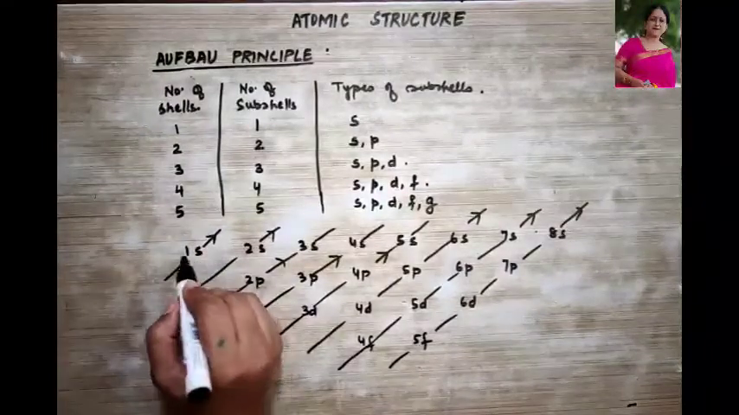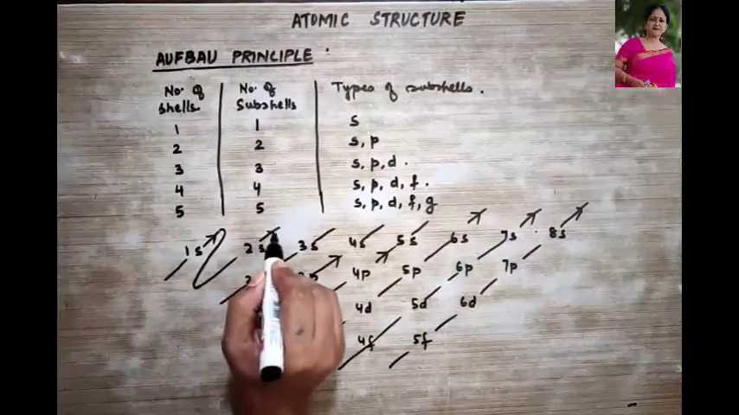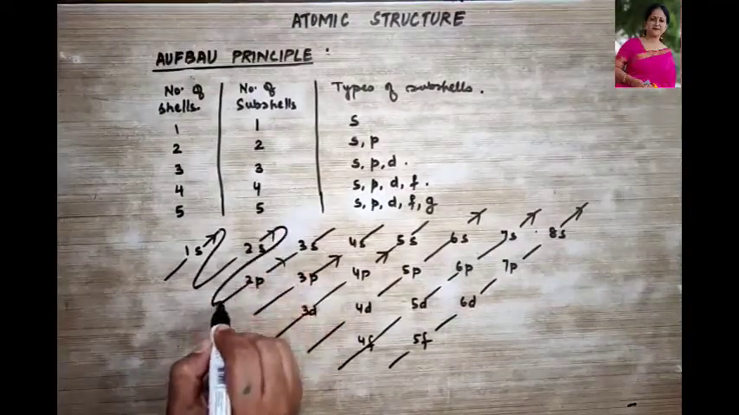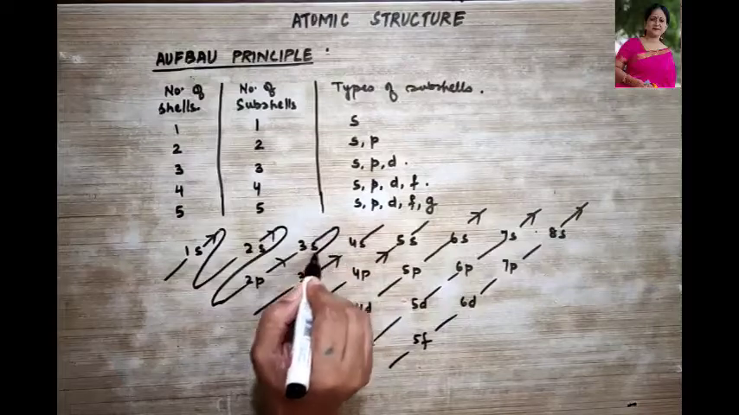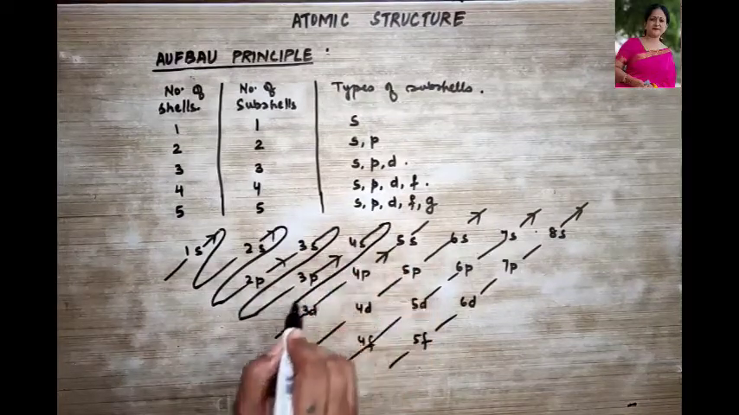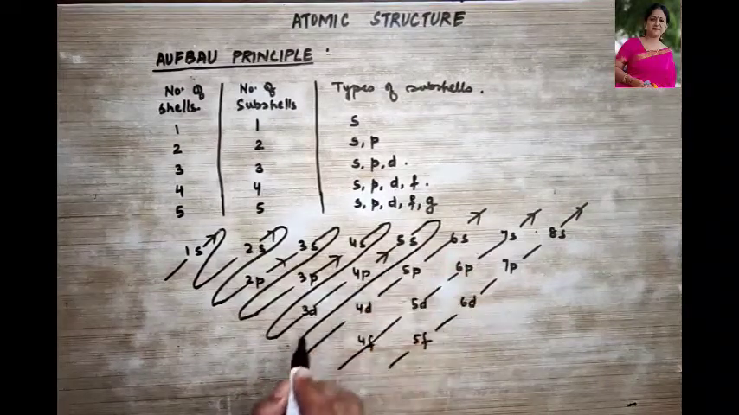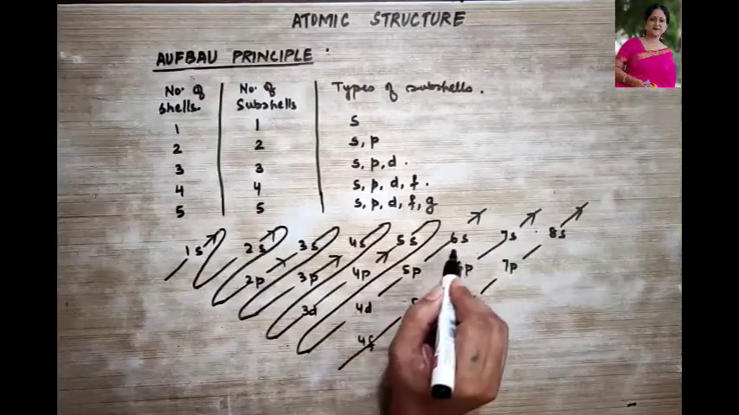Over here, if you see 1s, then it will go to 2s. After 2s it will go to 2p, 3s. After 3s it will go to 3p, 4s. After 4s it will go to 3d, 4p, 5s. After 5s it will go to 4d, 5p, 6s.